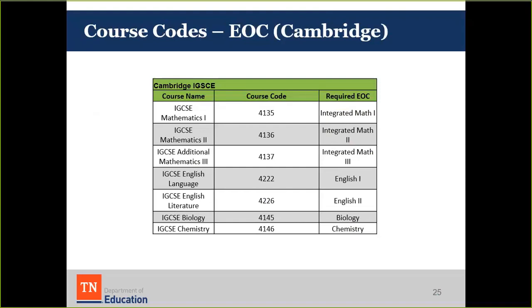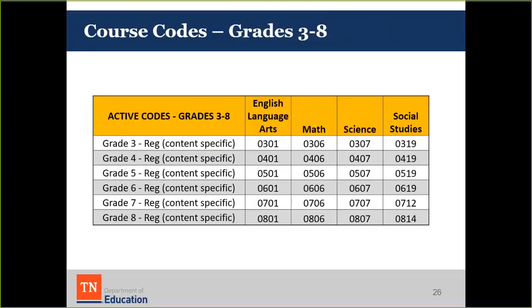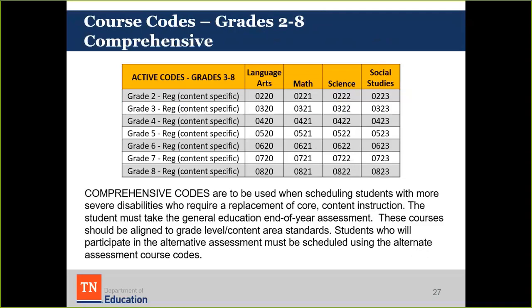There is another abbreviation for Cambridge courses which are not pulled for assessment, but if these are the ones that you have, these are the ones that you need to go ahead and put in, and then you see right there the required EOC tests that will have to be assessed. This is the grades 3 through 8 code for general education. These are the grades 2 through 8 comprehensive codes, which are in the visibility tool.